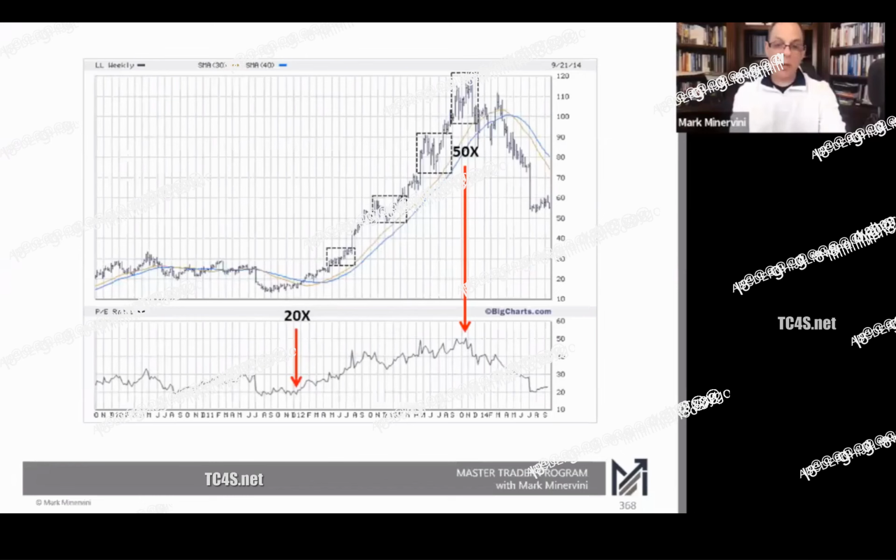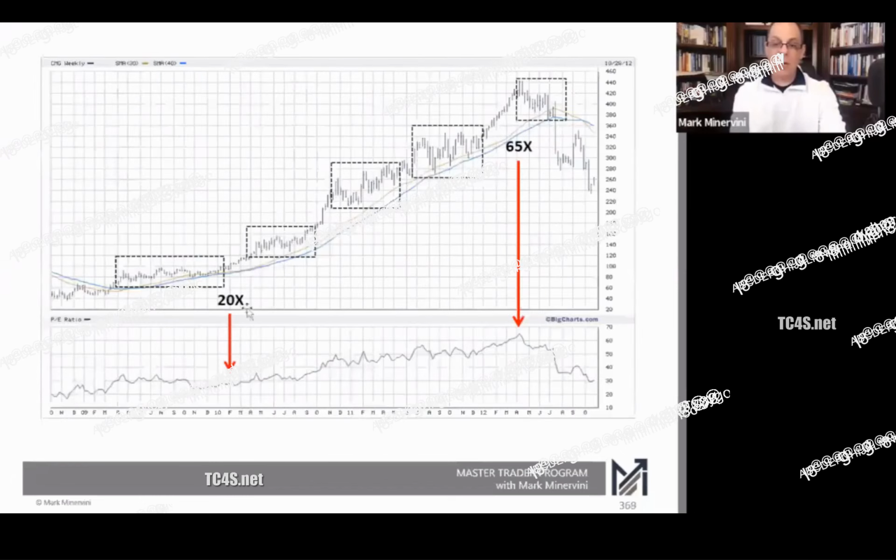And sometimes these really expand quite a bit. Like this is more than 3 times. This was Chipotle, where here's your first base, second, third, fourth. When you finally got to where it started forming this last base here, which did not hold, you were at 65 times earnings from 20 times. So this is just some big, broad perspective stuff where you're looking at the big picture. And this is also for longer term investors.